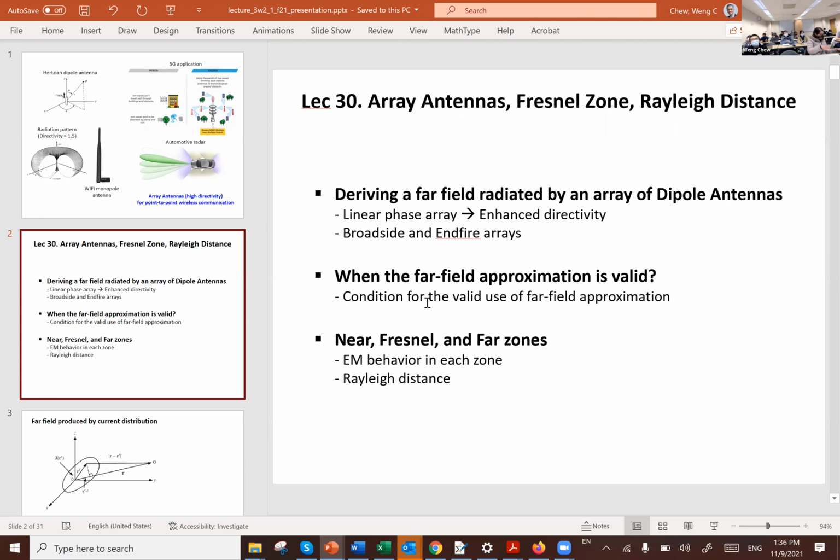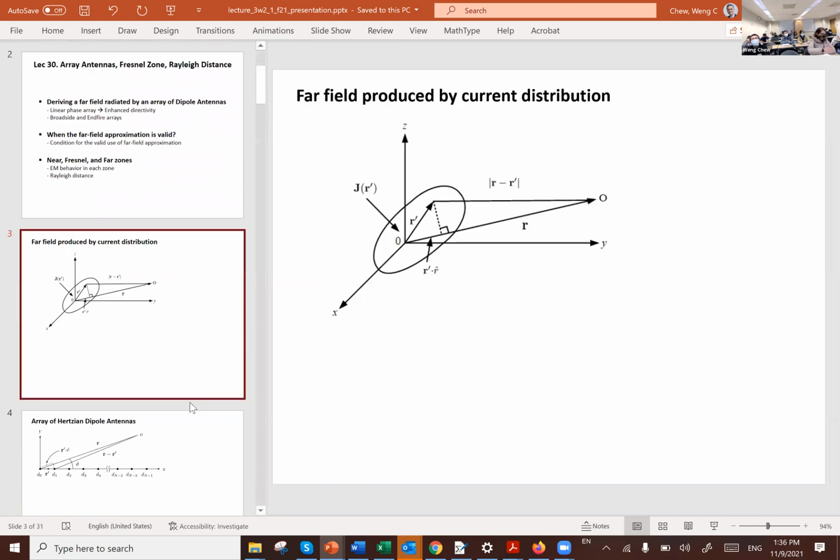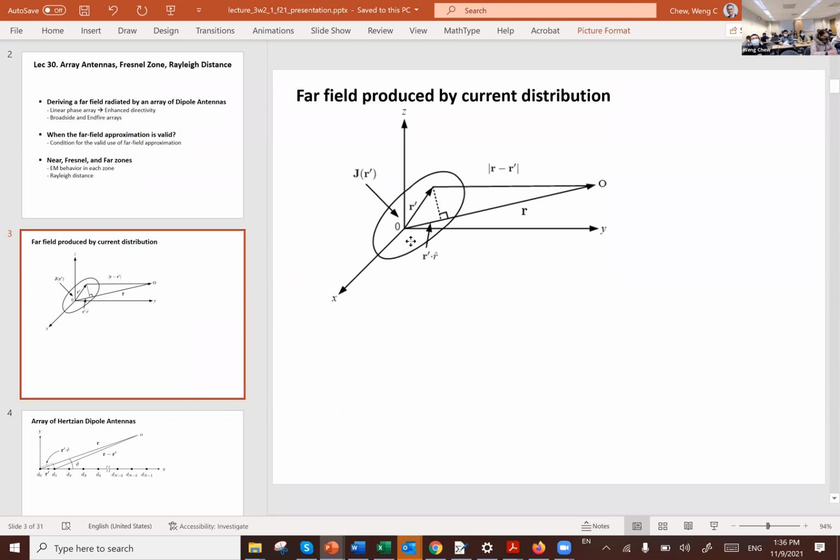And when the approximation is valid, and when is it valid? That's the most important thing. We look at the near zone, the Fresnel zone, and the far zone, and look at the behavior in each of these zones. So let's look at the radiation integral that we have in the field.